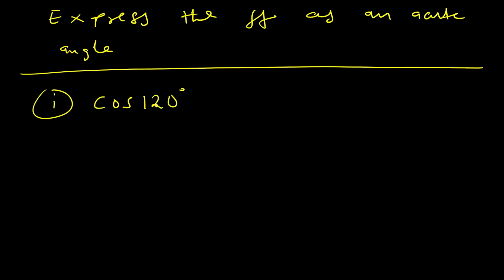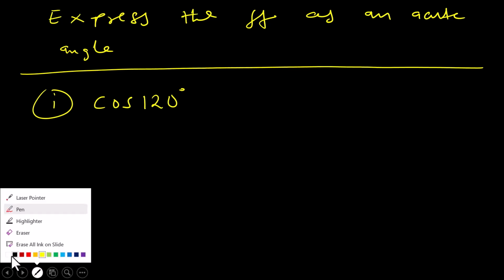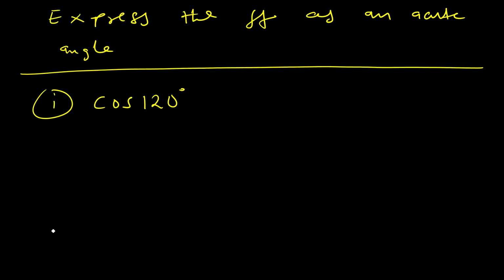How do we express cos 120 as an acute angle? Before we tackle this question, ask yourself, what is an acute angle? An acute angle is an angle less than 90 degrees. So you want to write this as an acute angle.